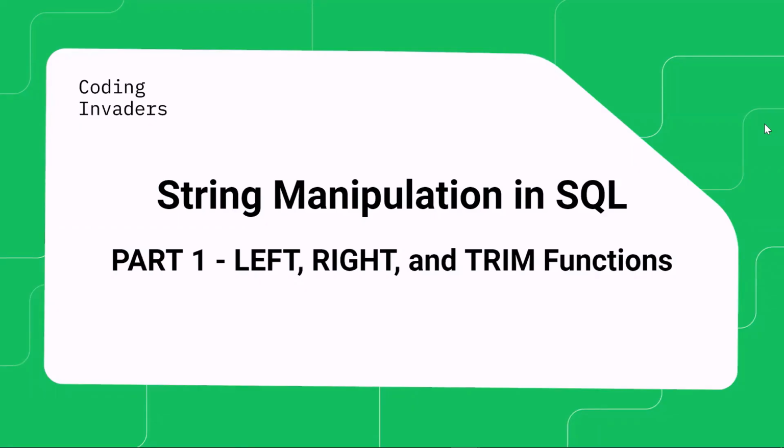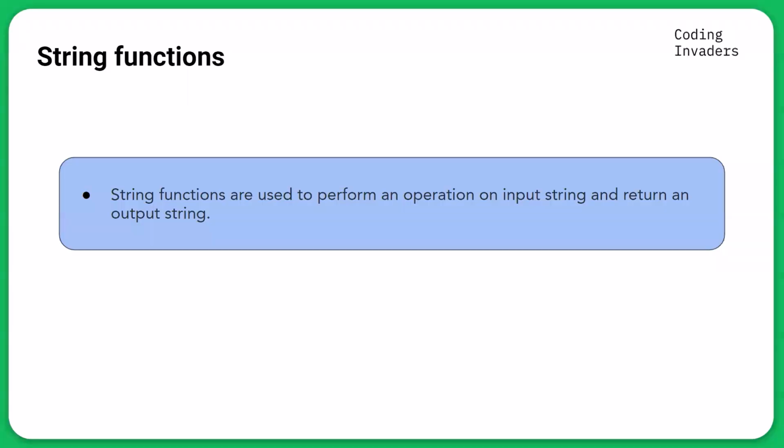Hello everyone. In this lesson, we are going to learn about string manipulation in SQL using some string functions. String functions are used to perform an operation on an input string and return an output string. Some of the string functions are left, right, trim, concat, replace, etc. We will see the examples for them one by one.